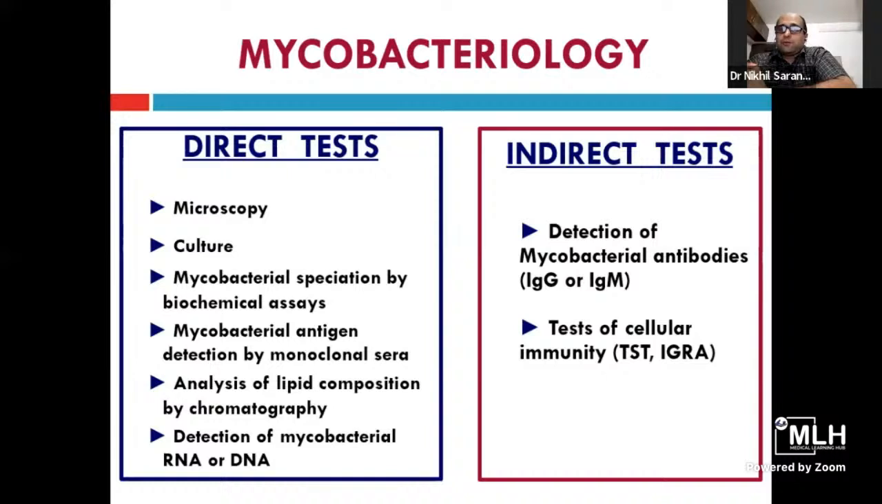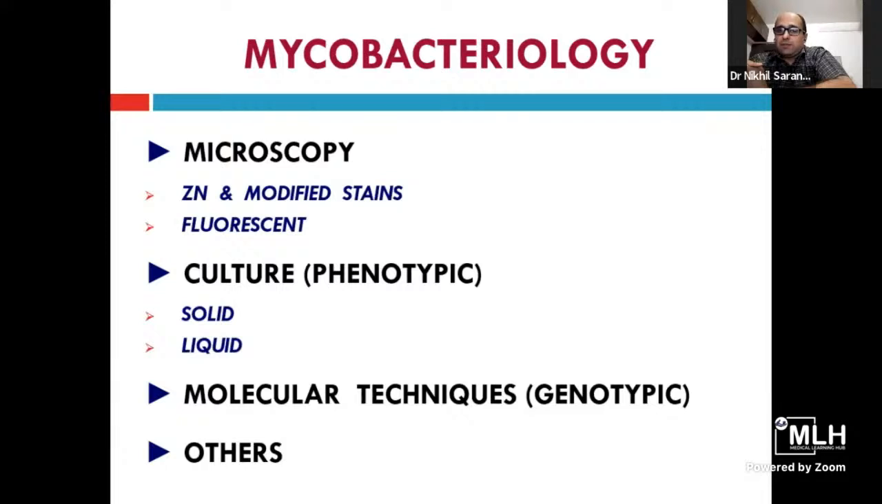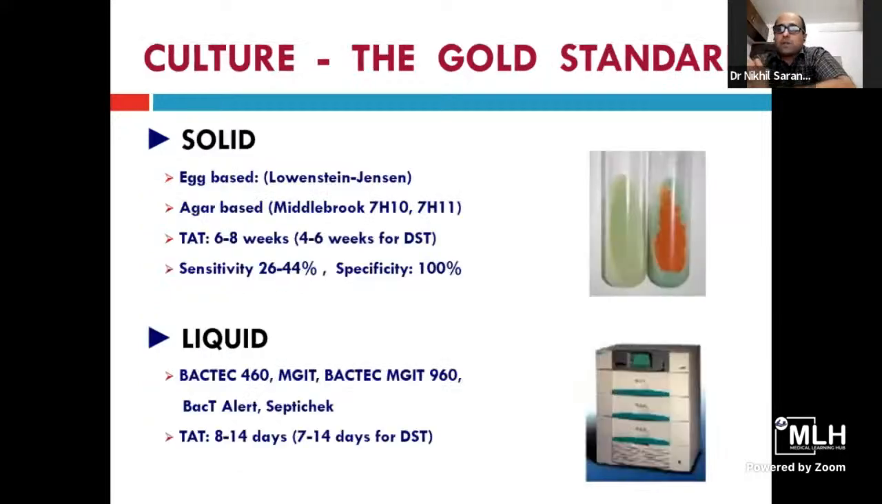When it comes to diagnosis of tuberculosis, you have direct tests which detect the presence of mycobacterial infection in the body, or indirect tests which measure the body's response to mycobacterial infection. Amongst these tests, you have microscopy, where you directly observe the acid fast bacillus, that is Mycobacterium tuberculosis, by Ziehl-Neelsen and modified stains, and fluorescent microscopy. You have your phenotypic test, which is your culture, solid and liquid. You have genotypic tests, which are your molecular techniques like your CBNAAT, your GeneXpert, your line probe assay, now whole genome sequencing, and others. Culture is, was, and remains the gold standard for diagnosis of tuberculosis.